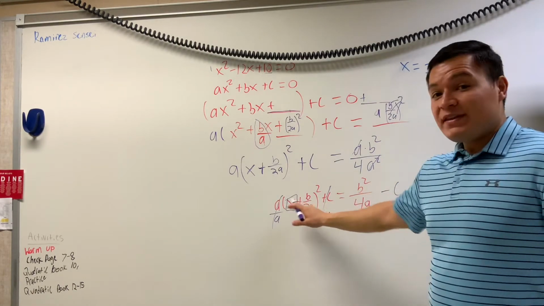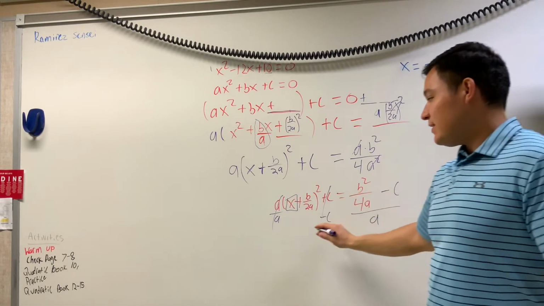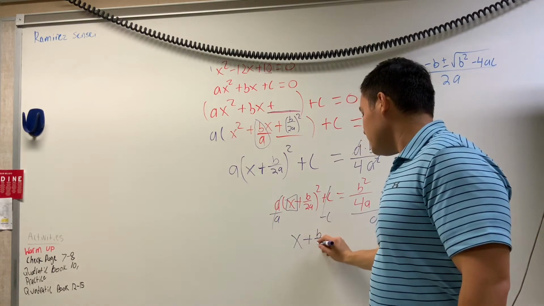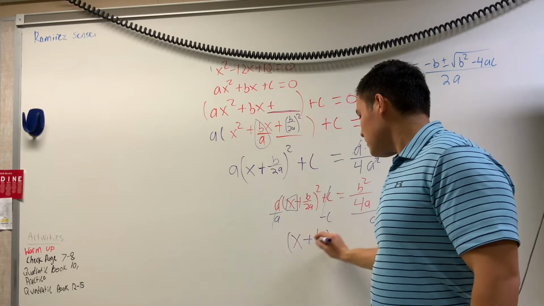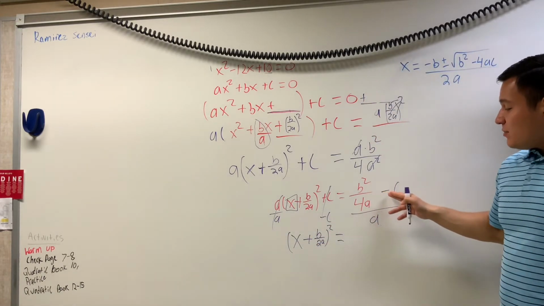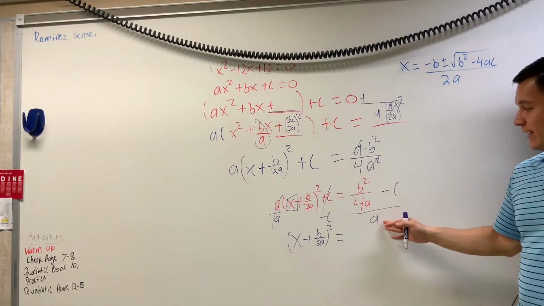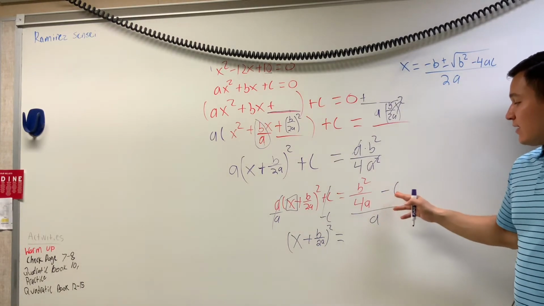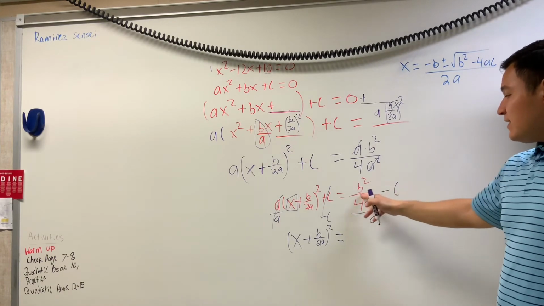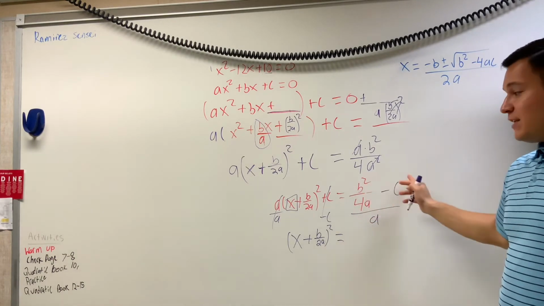Okay, so let me just rewrite this left side, and then I'll worry about the right side and simplifying that. X plus b over 2a, squared, equals... I need to subtract this top part before I divide by a. But since c does not have any a's, and it doesn't have a 4, I need to get these two things to have a common denominator.